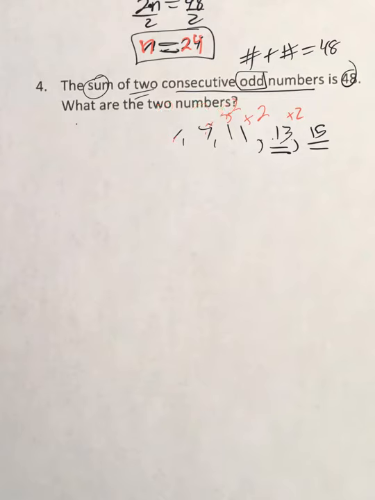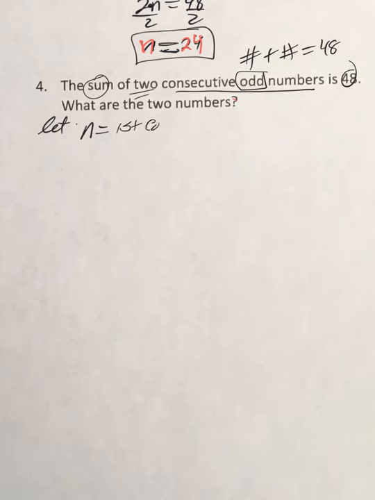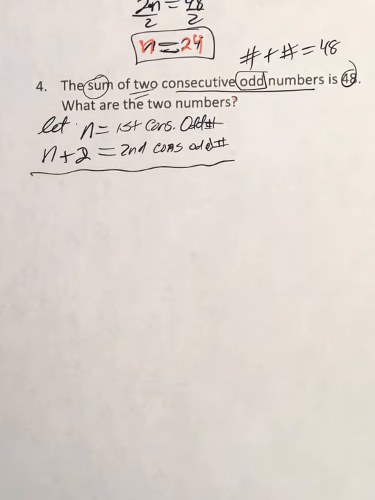So now that we understand the pattern, let's build the two numbers and write our variable expressions. So we're going to say let n represent the first consecutive odd number. And then if you add 2 to that, you will get the second consecutive odd number. So there is our definition of variables, defining our variables.